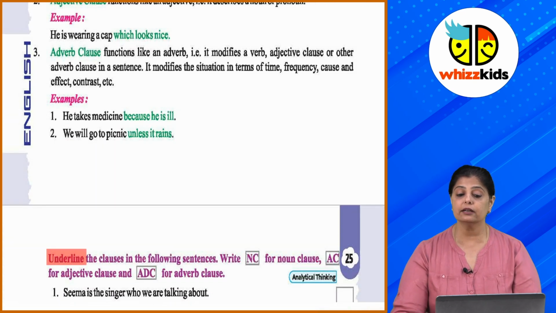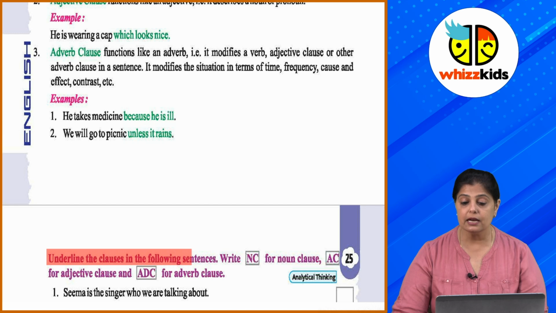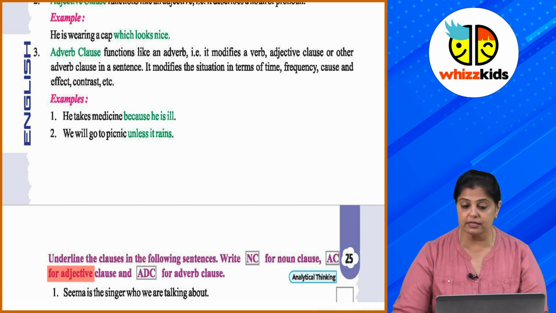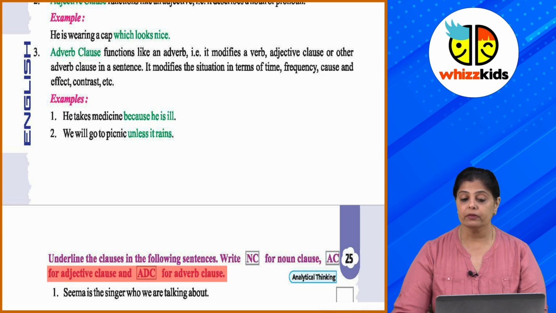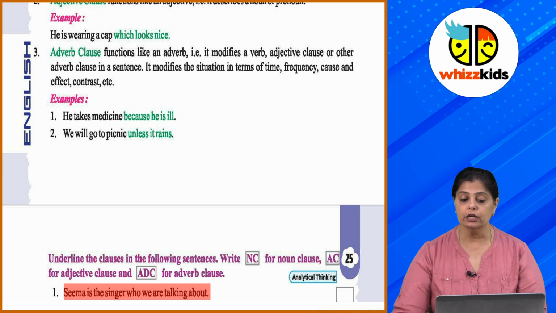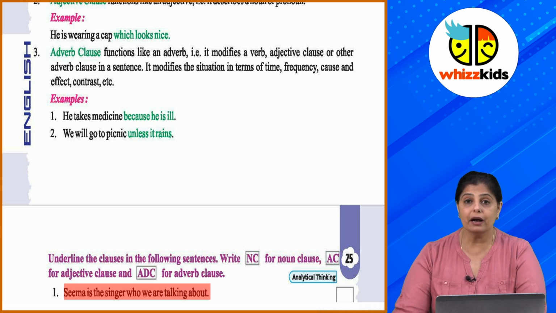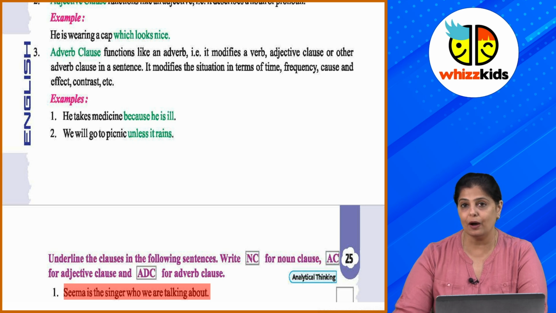Now, underline the clauses in the following sentences. Write NC for noun clauses, AC for adjective clauses and ADC for adverb clauses. Okay, so Seema is the singer who we are talking about. So, यहाँ पे क्या आएगा? Seema is a singer who we are talking about becomes the noun clause.